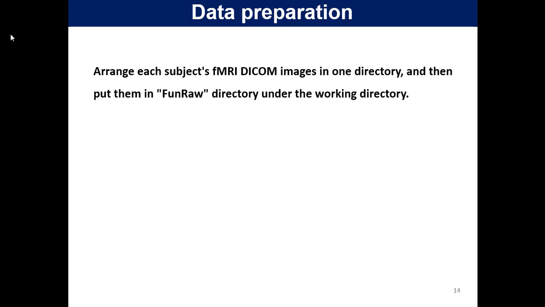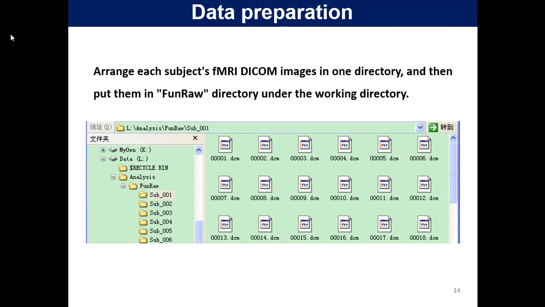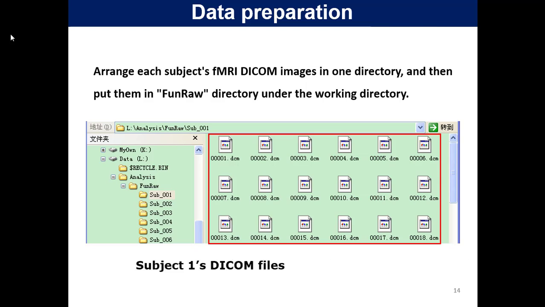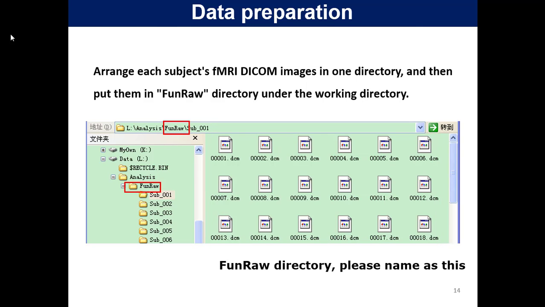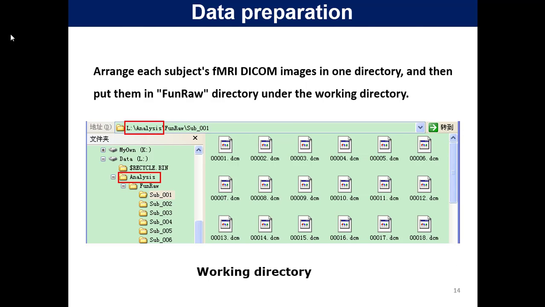And for the data preparation, what you need to do is arrange each subject's fMRI DICOM files in one directory and put them in the fMRI directory under the working directory. So for example, like this. This is all the functional DICOM files for subject 1, and subject 1 is just put under fMRI, and the fMRI folder is put under this L analysis. So this L analysis is the working directory.